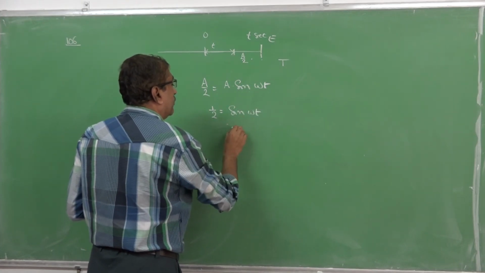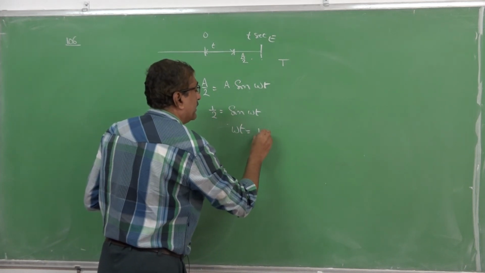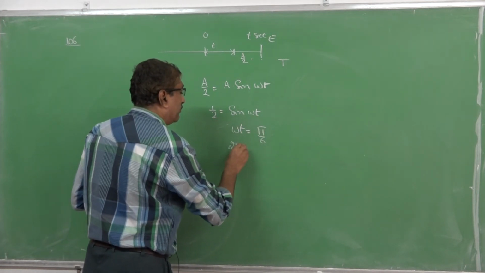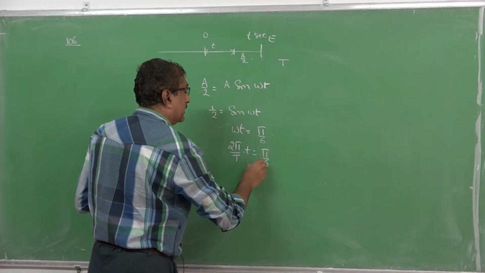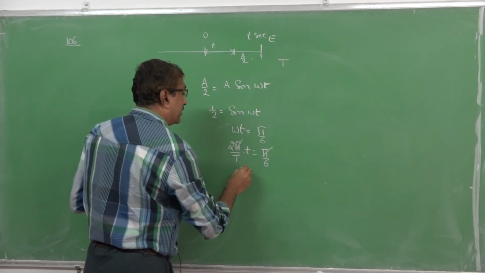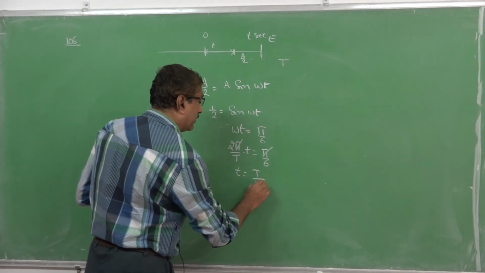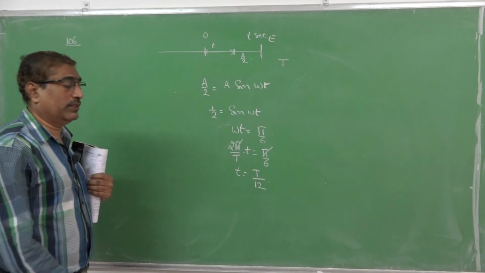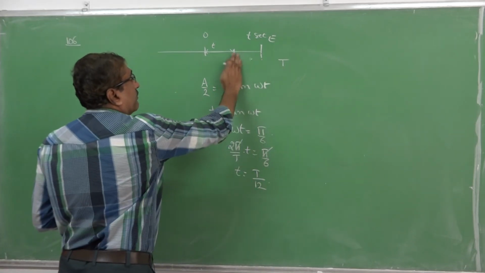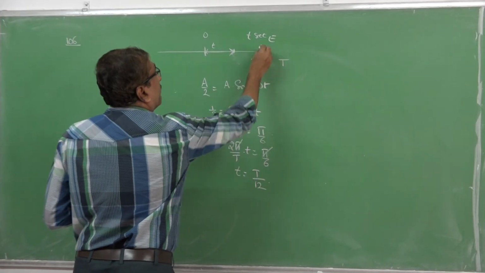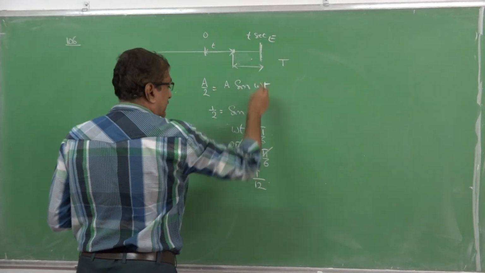That means omega t is equal to, half means sine 30, sine 30 means pi by 6. So 2 pi by capital T into small t is equal to pi by 6. So pi will get cancelled. So small t is equal to capital T by 12. Okay, first we establish a relation between small t and capital T. Now from this extreme position to reach this particular position, time taken is T by 12.